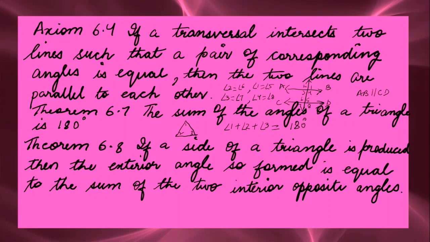Then Theorem 6.8 is, if a side of a triangle is produced, then the exterior angle so formed is equal to the sum of the two interior opposite angles. If the interior angles are 1 and 2 and the exterior angle is 3, then angle 3 equals angle 1 plus angle 2.